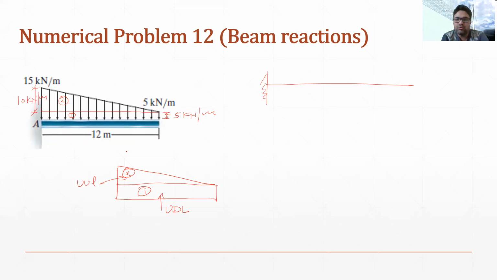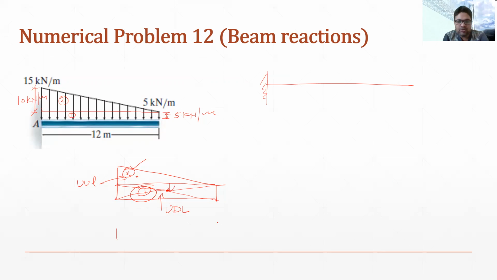We will simply calculate these areas and treat them as point loads. So basically there will be 2 point loads, one because of area 1 and the second because of area 2, and both will be acting at different points. You can see the UDL is a rectangle, and the CG of a rectangle is at the center where the diagonals meet. So the total UDL will be acting at the center.